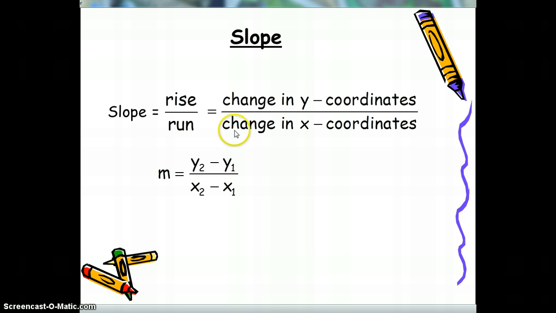Now what happens if we're just given 2 coordinates and we don't want to graph it? Because I don't know about you, but I'm not a big fan of graphing all the time. Now you will have to graph. That will be mandatory from time to time.